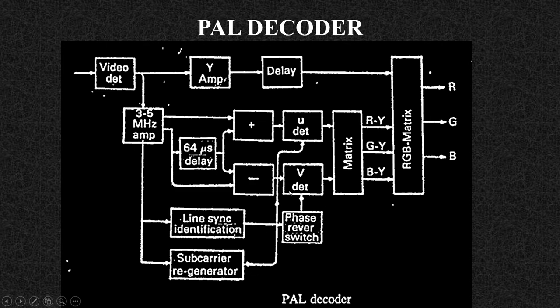For each and every line the V switch will be reversed, U plus jV, U minus jV. It is given to the matrix, then R minus Y, G minus Y, B minus Y signals will be extracted, and then your original signals will be taken out, R, G and B. So this is the PAL decoder.